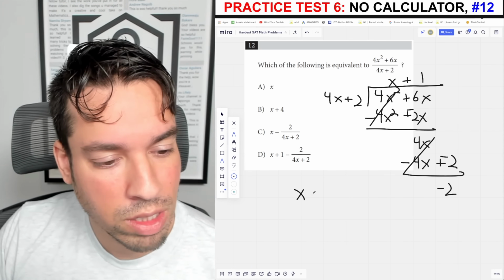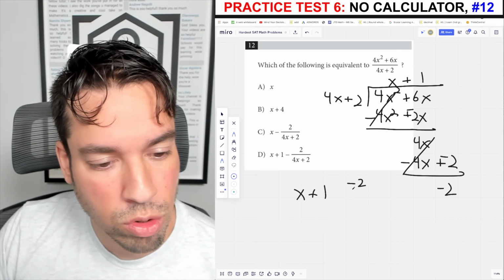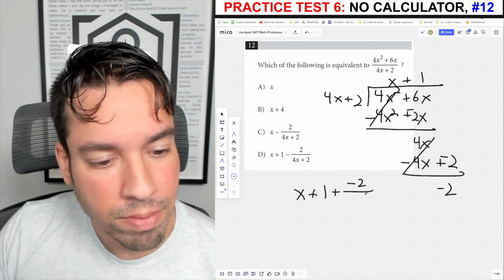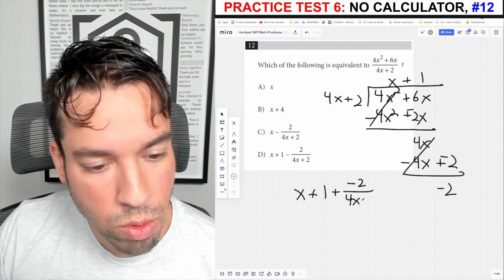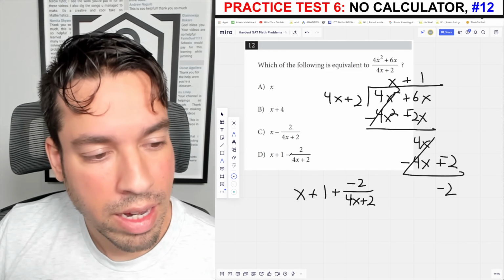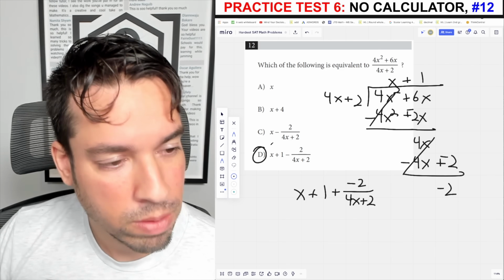So the final answer is x plus 1 with a remainder of negative 2. So we write the negative 2 like that. And the negative 2 just goes on top of that divisor, which was 4x plus 2. All they did in the answer was instead of writing a plus negative, they made it a subtraction, but D is the winner, and we're done.